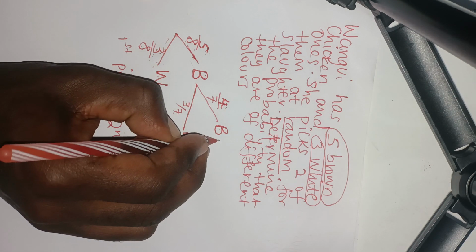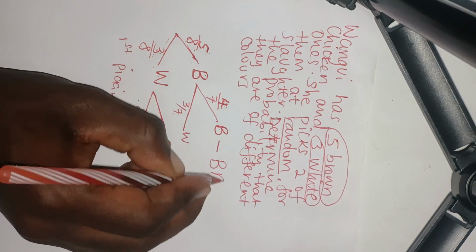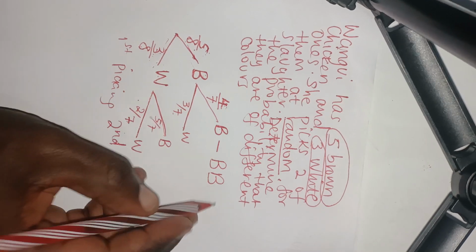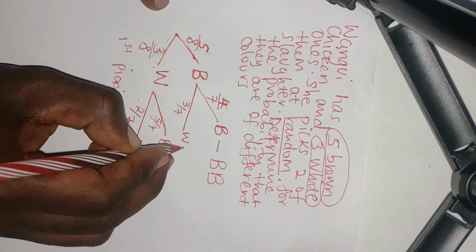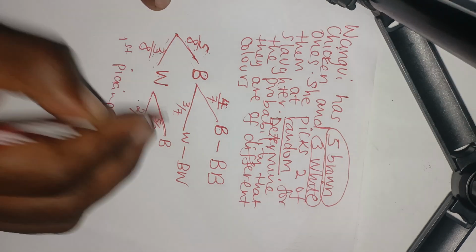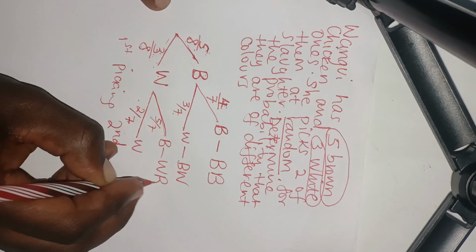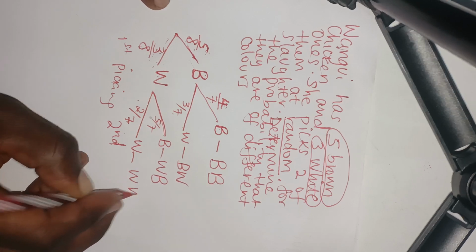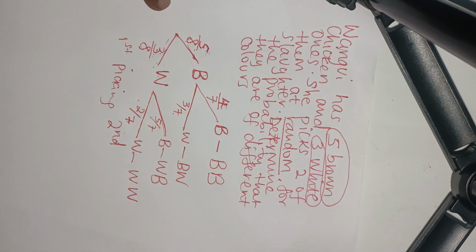So I'll be able to actually end up having BB. So that means he picked 2 brown chicken. That can be the first possible outcome. Then we have BW. Then we have WB. Then we have WW. Those are all the possible outcomes for the 2 pickings.